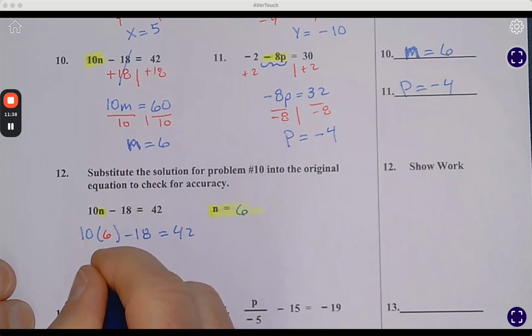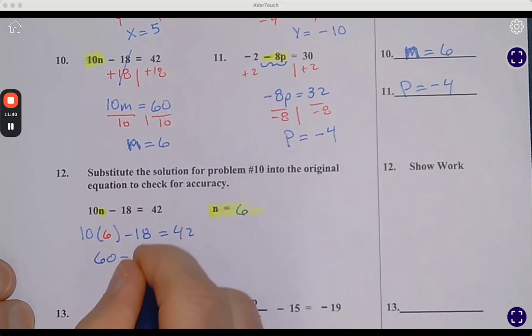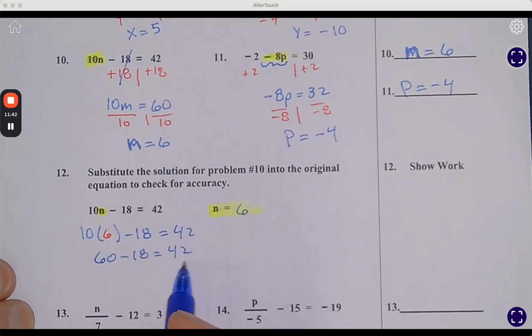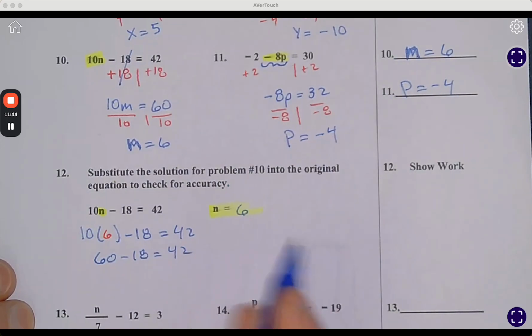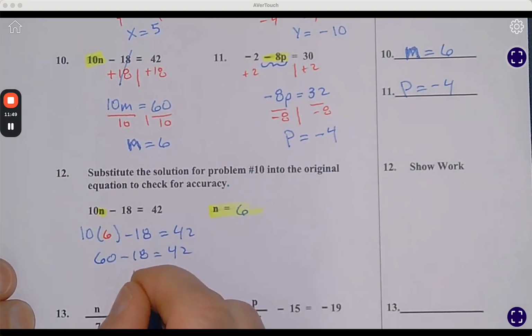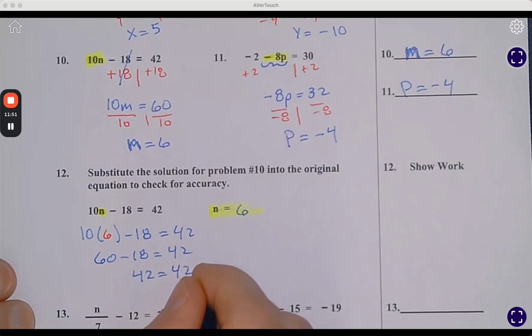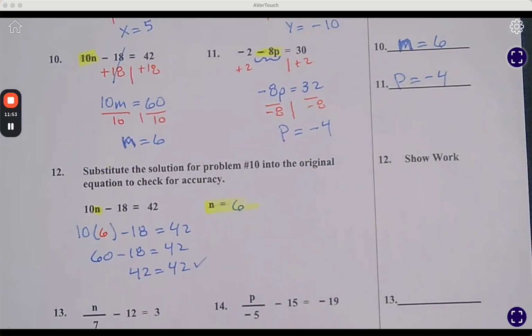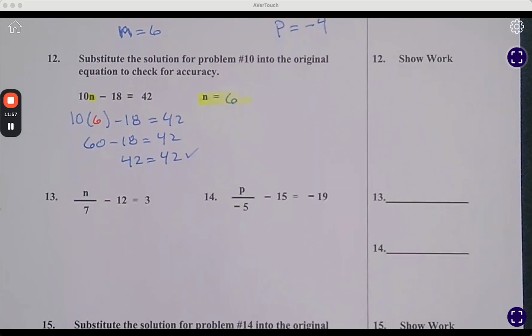10 times 6 is 60 minus 18. I cannot simplify this anymore because there's nothing to add, subtract, multiply, or divide. 60 minus 18 is 42. Woo, and that checks. Always make sure you take it all the way down to where both sides are the same.